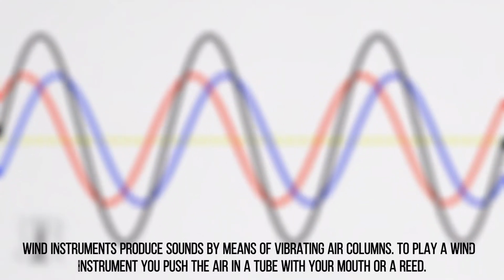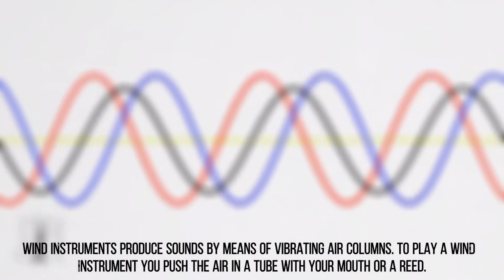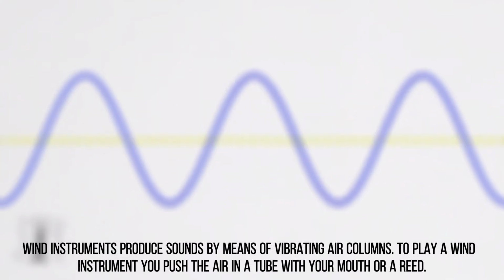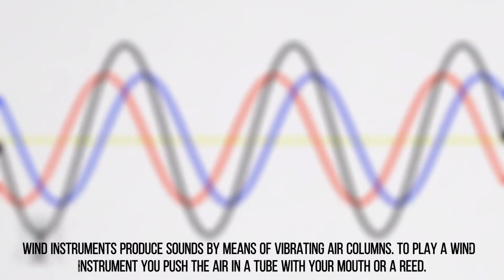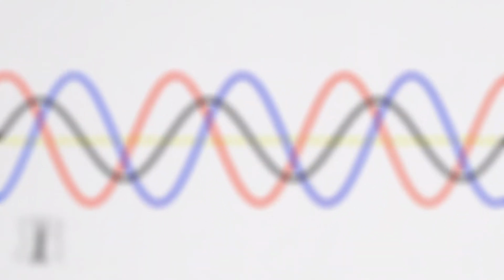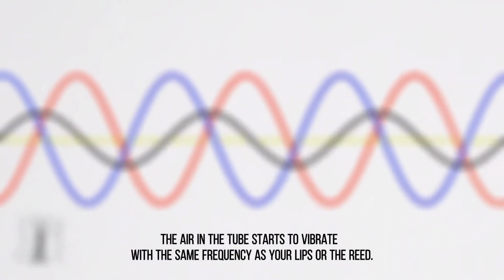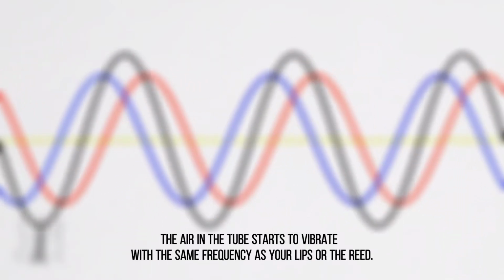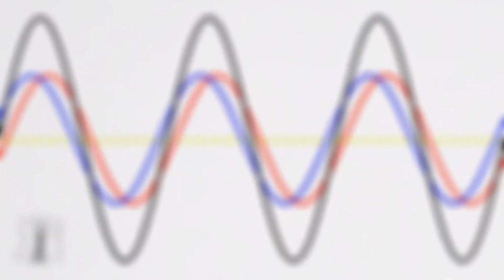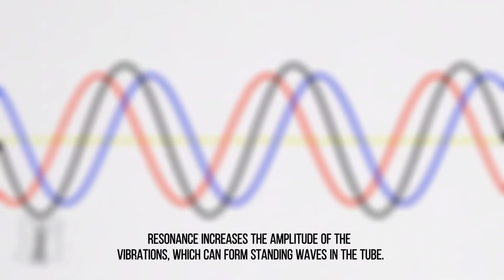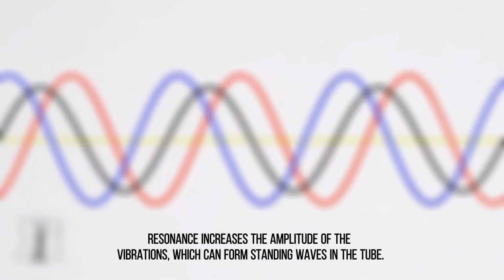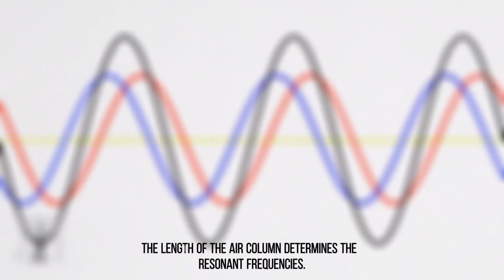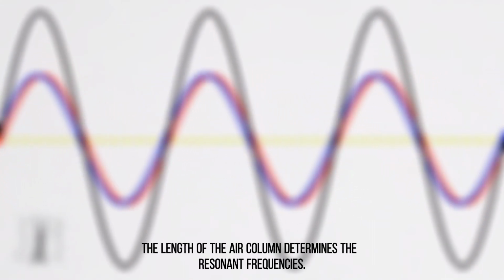Wind instruments produce sounds by means of vibrating air columns. To play a wind instrument, you push the air in a tube with your mouth or a reed. The air in the tube starts to vibrate with the same frequency as your lips or the reed. Resonance increases the amplitude of the vibrations, which can form standing waves in the tube. The length of the air column determines the resonant frequencies.